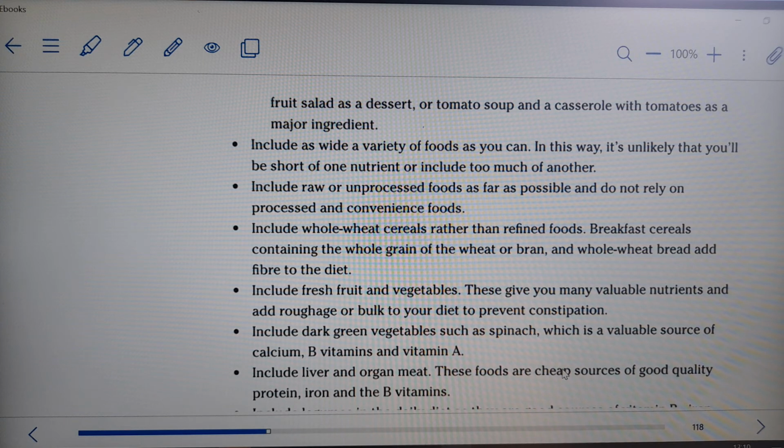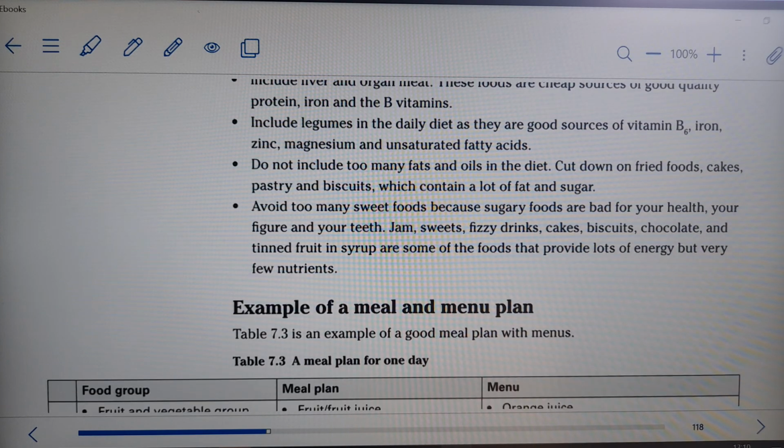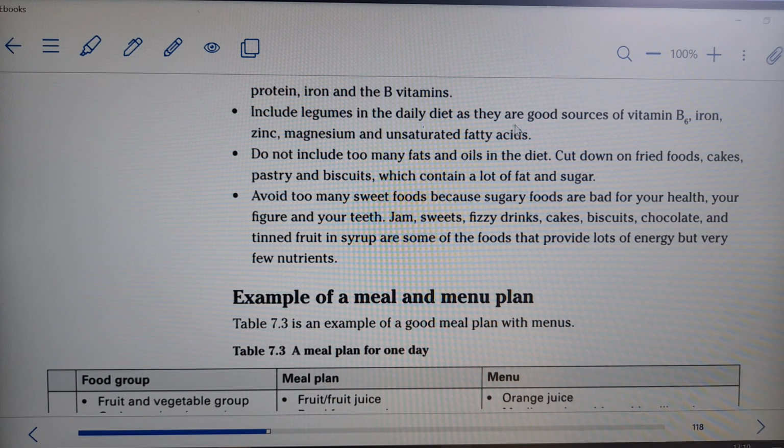These foods are cheap sources of good quality protein, iron, and B vitamins. Include legumes in the daily diet as they are good sources of vitamin B. Your green beans, B6, iron, zinc, magnesium, and unsaturated fatty acids.